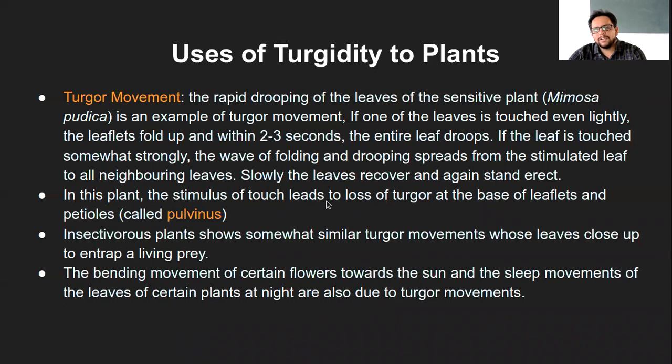The stimulus of the touch leads to the loss of turgor at the base of the leaflet and petioles, which is called the pulvinus. So just the structural feature. If you remember that touch-me-not plant, at the base, where it is attached to the branch, that is called the pulvinus. Yeah, that is the structural detail.